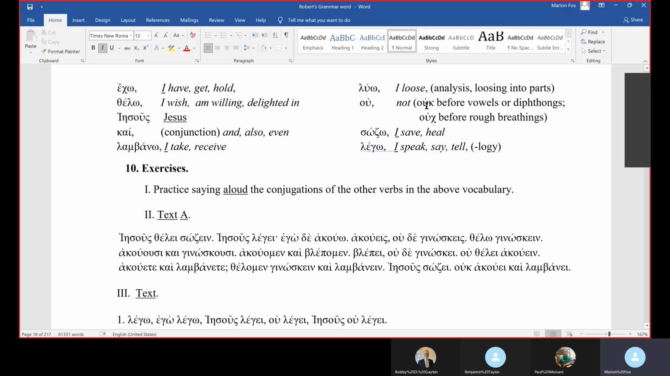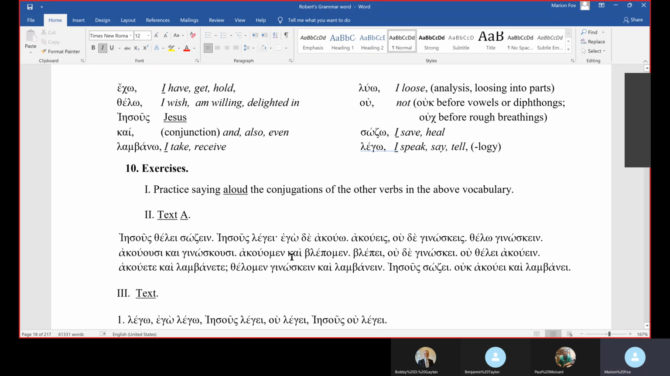Sometimes they put a nu in some words as well. They wouldn't put a nu on this because omicron epsilon nu is a separate word. That's probably why they don't do it here. They use a kappa. Sozo, so it's two syllables. Sozo, I say or I heal. It could be either. We've had lego, I speak.